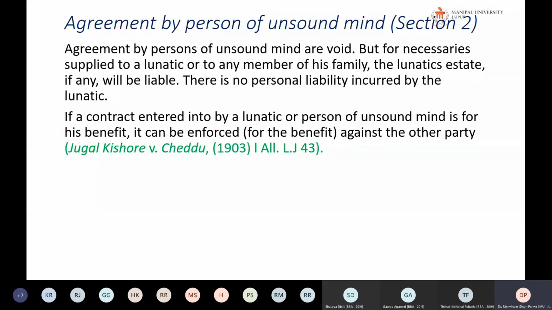If a contract entered into by a lunatic or a person of unsound mind is for his benefit, it can be enforced. Whatever is for his benefit, this is again the case of Jugal Kishore versus Chedu. So if the things are in favor of lunatics, or in favor of minors, they can always be enforced.